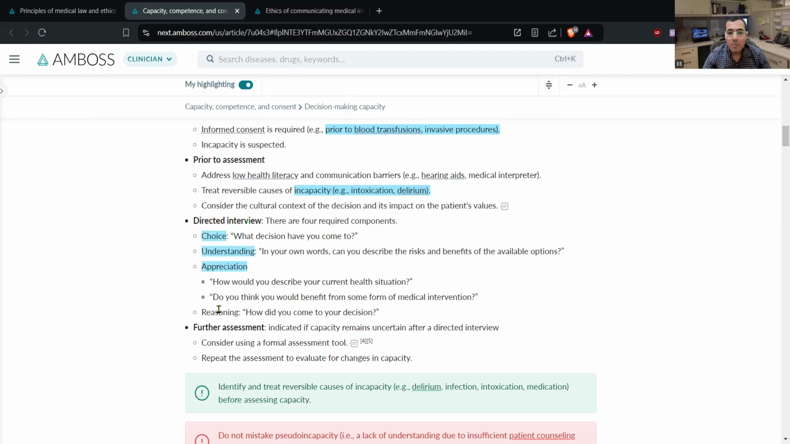Again, choice, understanding, appreciation, and reasoning. What is the choice? What decision have you come to? Okay, we need to give you XYZ drug. Understanding, in your own words: can you describe the risks and benefits of the available options? If I told them everything, now I need them to repeat in their own words what the risks and benefits of the available options are. If they are understanding everything, they're going to tell me, okay, we have option one, option two, option three, and this is associated with one, and this is the best option for me.